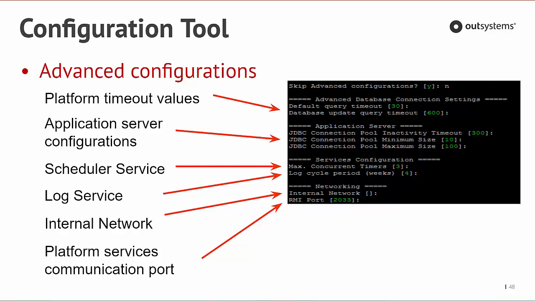Finally, we have RMI port, which is used by the platform services. By default, RMI service uses port 2033. Okay, so unless there is a good reason to change this, you should leave it as is, but you can change it to whatever you want. Okay.